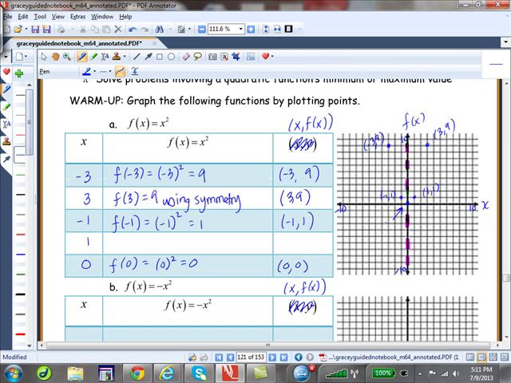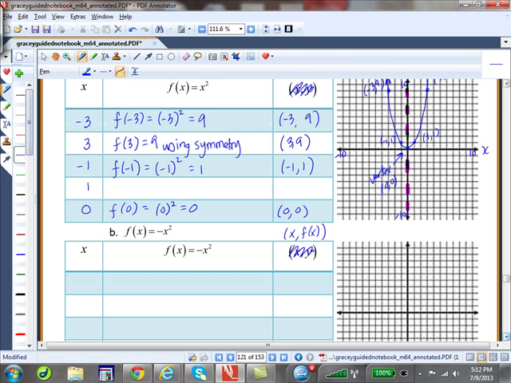And this here is the vertex. And that vertex is located at 0, 0. So since we have a positive x squared, so there's really a 1x squared, the coefficient of the x squared is positive, what happens is that your parabola opens upwards. And so you draw it with a smooth curve, and there you go. You've got your graph.